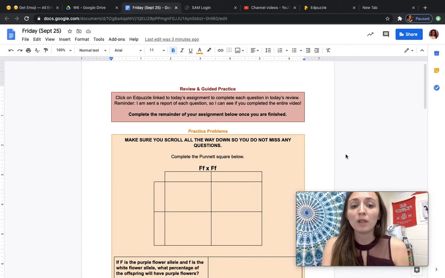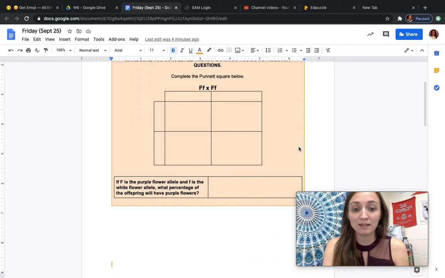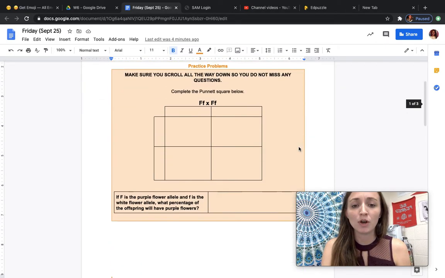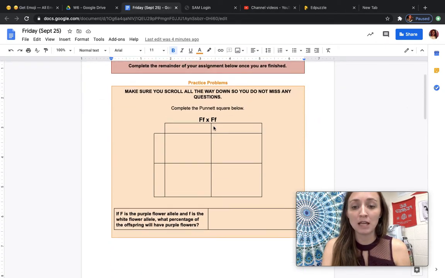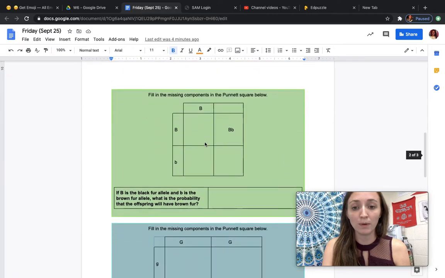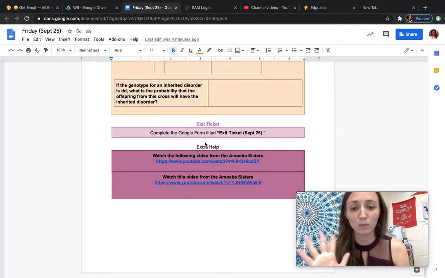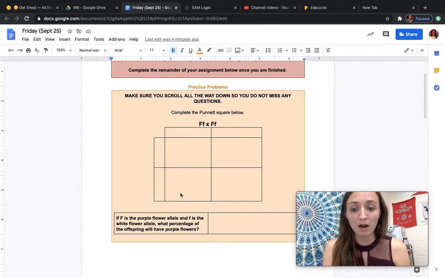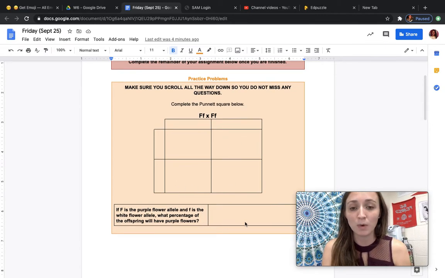Okay, so let me walk you through what we're doing in this assignment because it might look a little wonky. So all you're doing is looking at each question, and again, make sure you scroll all the way down because they're a little spaced out, kind of weird. You're going to fill in the Punnett square and then answer the question about the Punnett square. So first, let's do this one together.